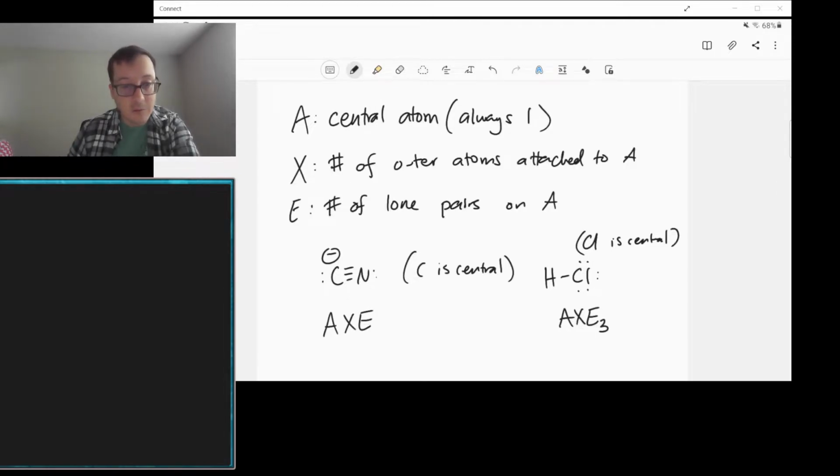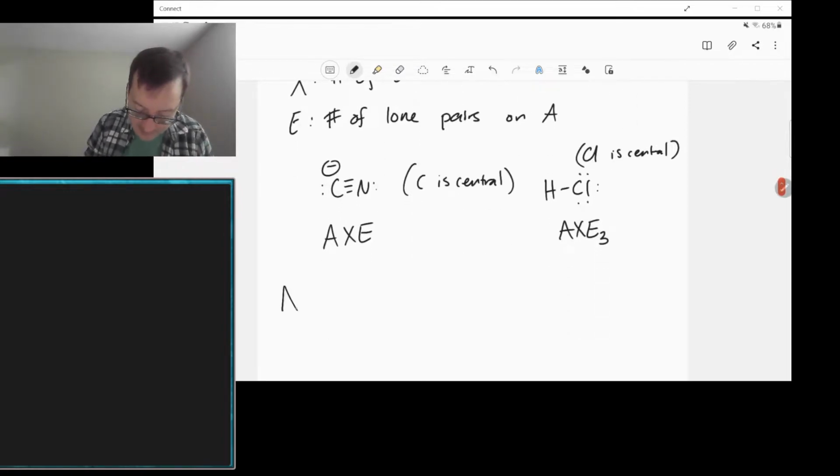So doesn't matter number of bonds. If your Lewis structure is correctly drawn, you'll be able to categorize it correctly. You'll indicate A for everything. You'll have X for the number of outer atoms, and you'll have E for the number of lone pairs. Great, we have a categorizing system. We're going to see that anything that falls under AX2 will always be linear, but let's make that chart later.